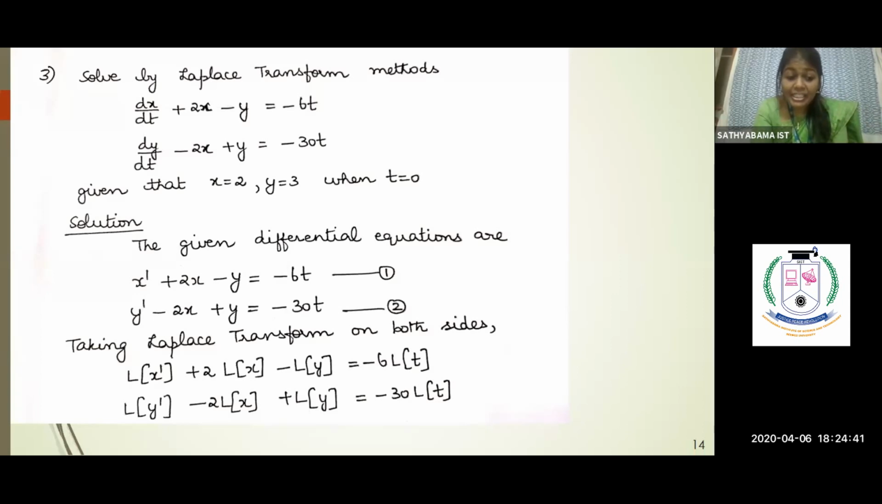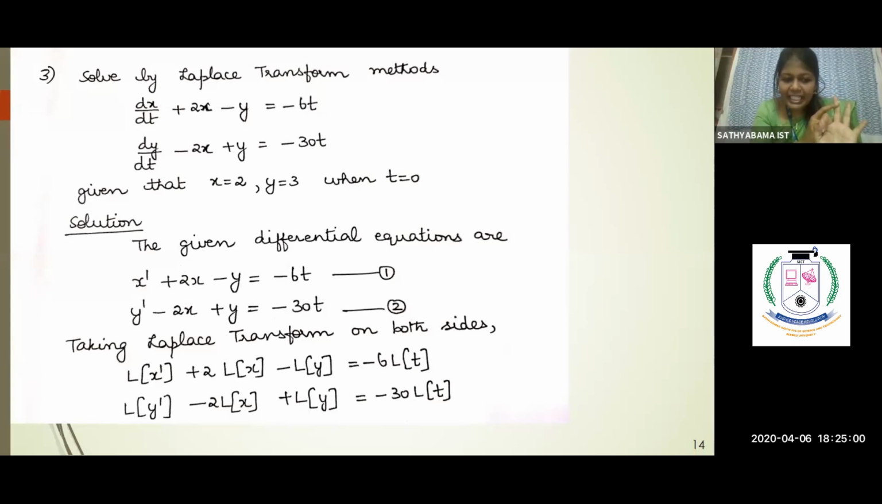How did I get the last equation? Applying Laplace transform for the second equation. So L of y dash minus 2 into L of x plus L of y equal to minus 30 into L of t. Have you understood? Step 1, step 2 is over. We've applied Laplace transform on both sides. Now what is step 3?